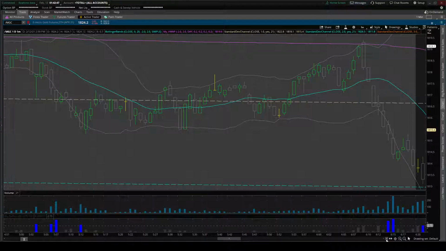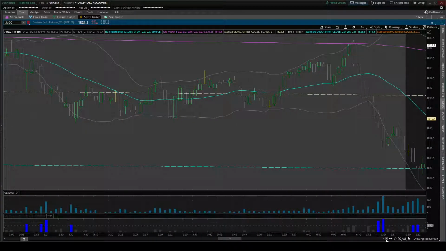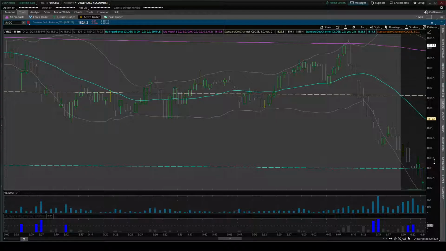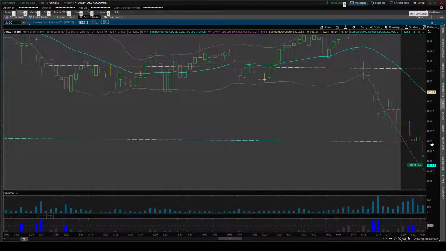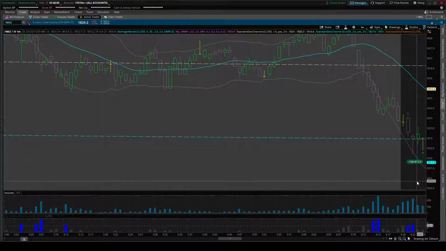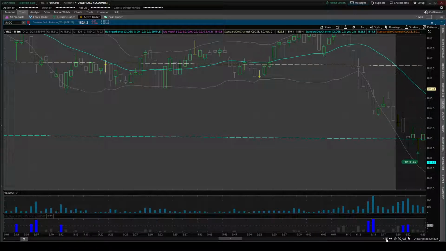So go ahead and scroll forward. Haven't bought yet. Right here I did buy one. I'll move this up so you can actually see the entry. So I bought one contract at 12.9 right in here. Progress forward.